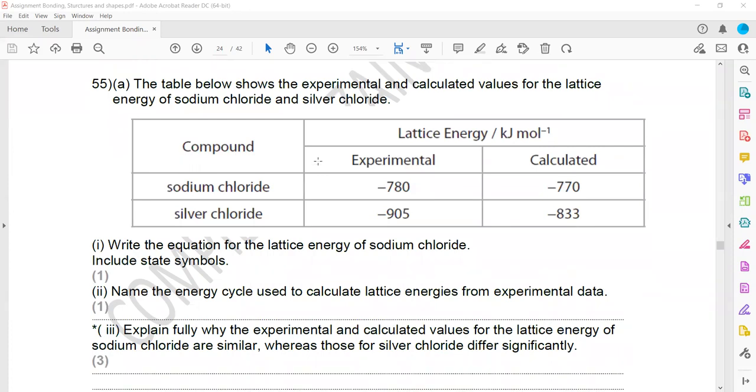So this is a structure question. The table shows both the experimental and the calculated values of the lattice energy for sodium chloride and silver chloride. First, which one is having a strong ionic bond? You can use your mind to state the answer. Using the values of the lattice energy, 905 and 780, which is having a strong ionic bond? Silver chloride or sodium chloride?